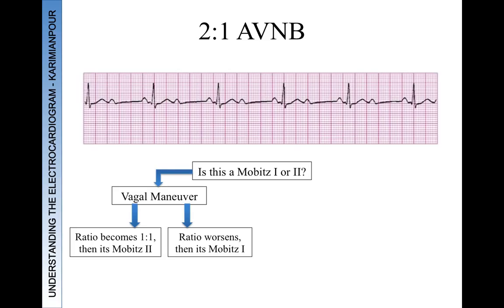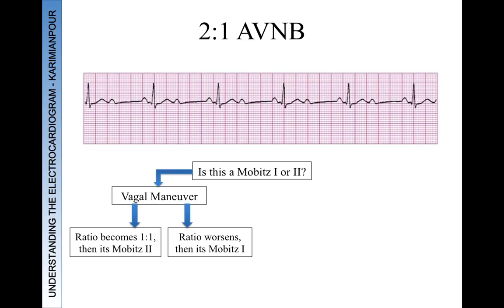One thing that you can do when it's in question is you can do a vagal maneuver. When you do a vagal maneuver, you have to think about the physiology. When you increase parasympathetic activity, I told you that the AV node is susceptible to sympathetic and parasympathetic tone, as is the sinoatrial node. So if you do a vagal maneuver, and the ratio becomes a 1-to-1, so 1 P wave to 1 QRS, then this is a Mobitz type 2.